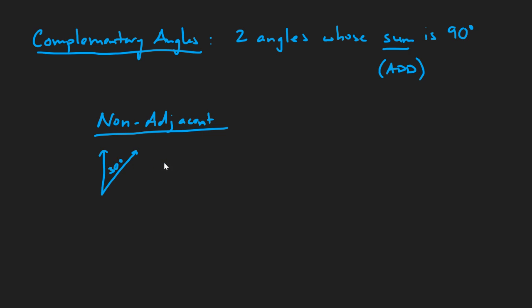Well, then I need a 60-degree angle somewhere because 30 and 60 make 90. So over here, let's draw a little bit bigger acute angle. Again, that might not be exactly 60. I'm estimating, but let's call that 60 degrees. These two non-adjacent angles are complementary because 30 plus 60 equals 90.